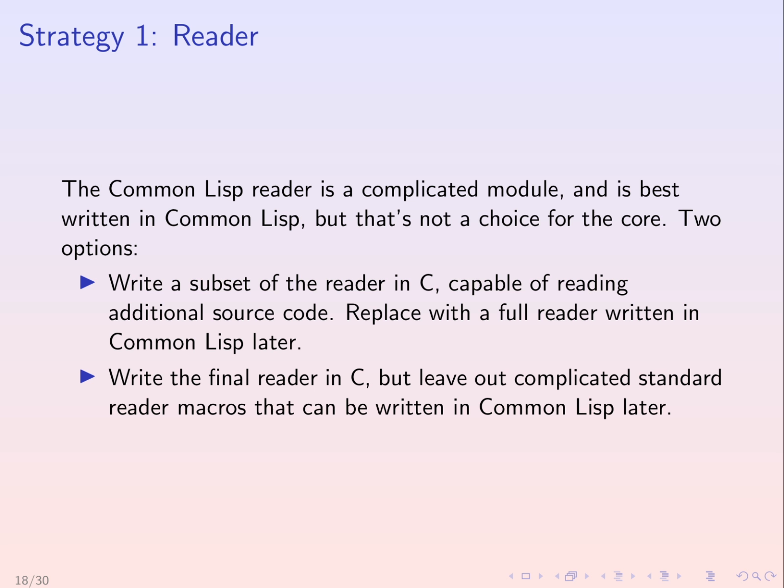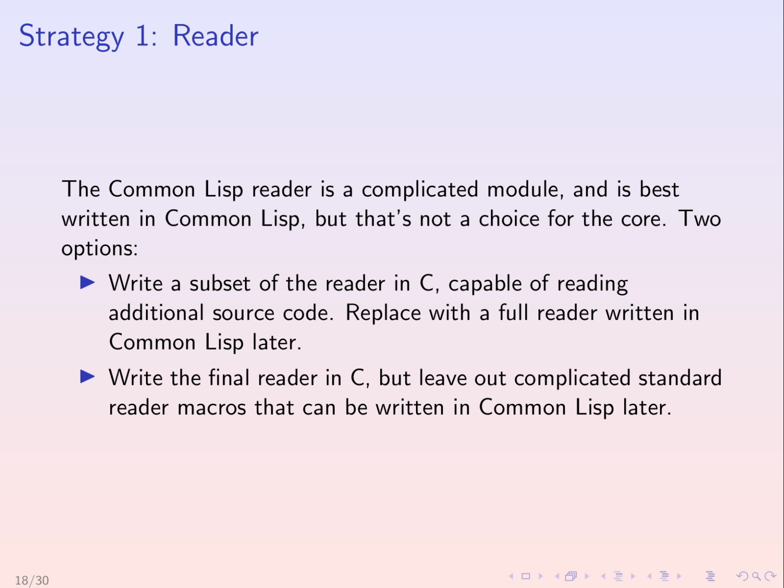The Common Lisp reader is a very complicated module, and it's best written in Common Lisp. But of course, in this strategy 1, we cannot write it in Common Lisp because we need to be able to read Common Lisp code for the additional modules to enter into the system. So there are two possible options that I can see. Either we write a subset of the reader in C, which is capable of reading additional source code, but not much more. And then later we replace it with a full reader written in Common Lisp. We can then, of course, read the code of the full reader using the subset reader written in C.